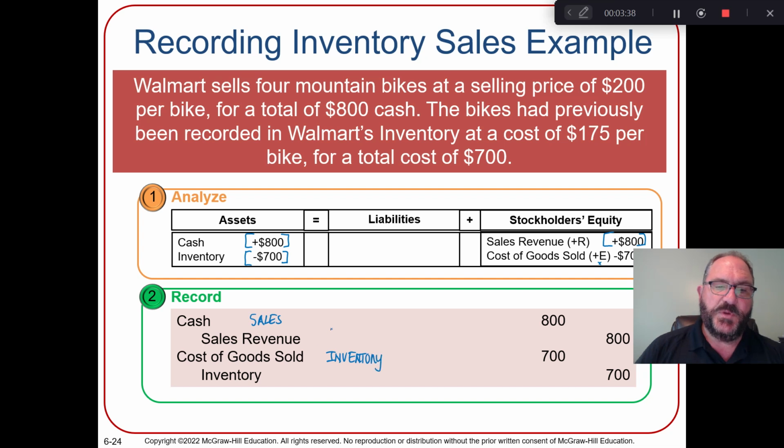And by the way, sales revenue is on the income statement. Cash is on the balance sheet. Cost of goods sold is on the income statement. And inventory is on the balance sheet, okay? And that is how we keep track of it.